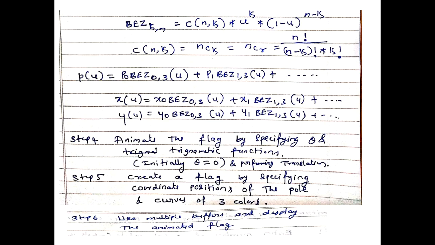So we need translation, we need a theta value, and we need to create the flat surface first, and we need multiple buffers. One buffer to read the content from the frame buffer, and one more buffer to display the current image on the monitor screen. So this is the algorithm to create a flat surface.